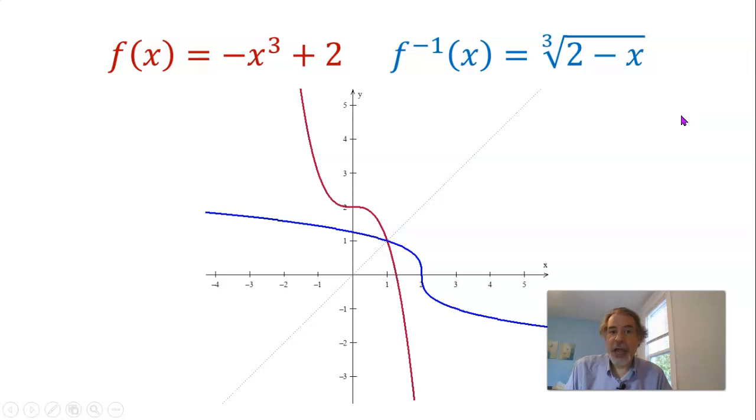And if you look at their graphs, they have that kind of symmetry. We've got the red graph, and if you reflect that across that diagonal line, you get the blue graph.